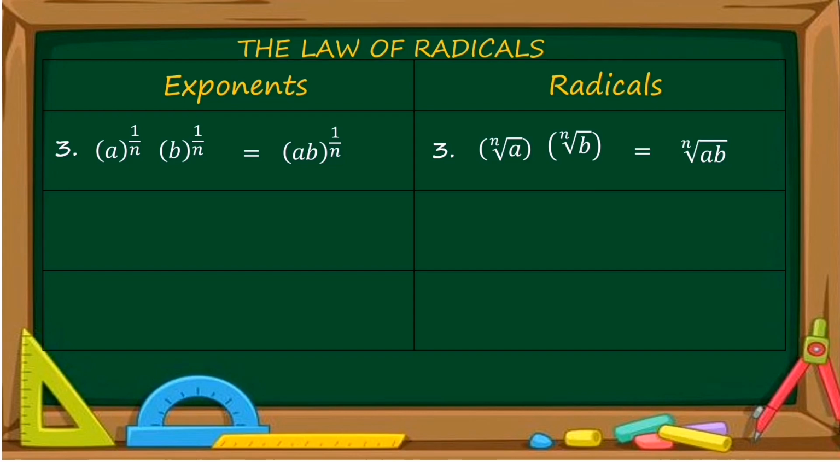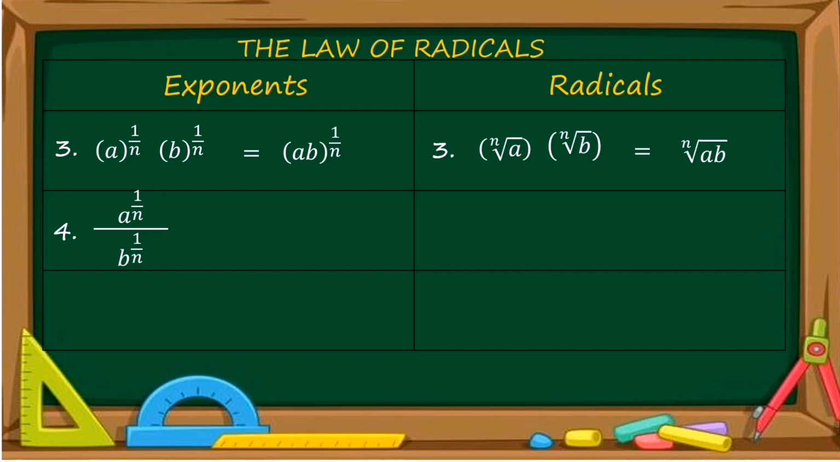Therefore, the third law of radicals is the nth root of a times the nth root of b is equal to the nth root of a times b. Next, number 4. a raised to 1 over n divided by b raised to 1 over n.